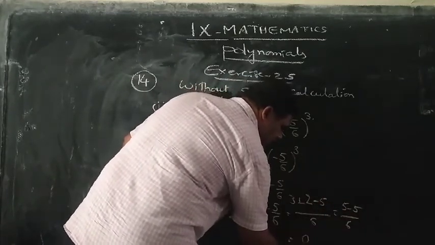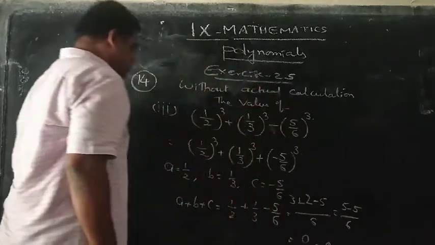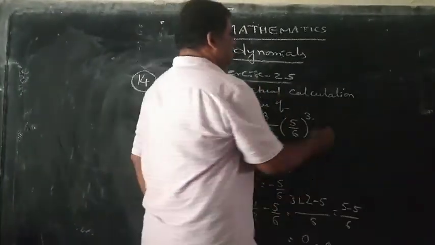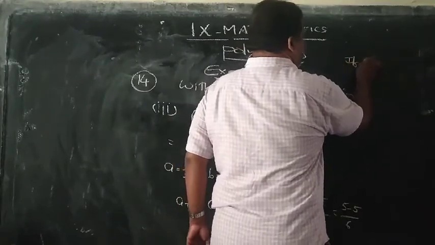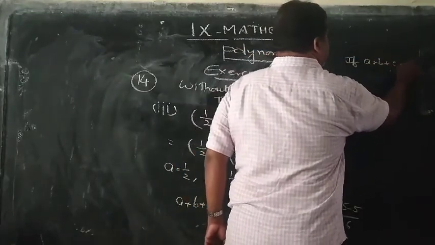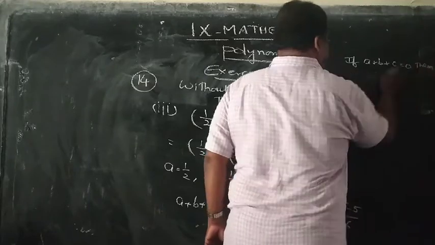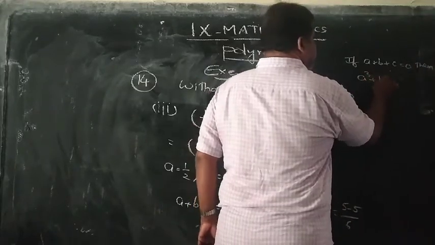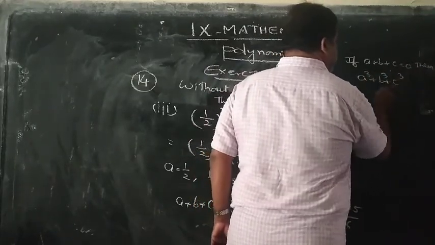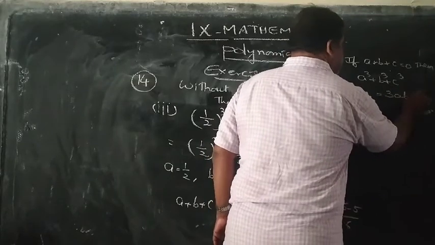That is 0 by 6. We got 0. So a plus b plus c we got 0. So if a plus b plus c is 0, then a cube plus b cube plus c cube value is equal to 3abc.